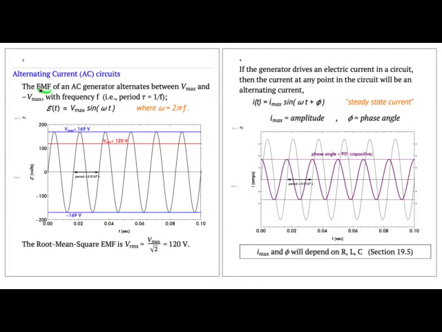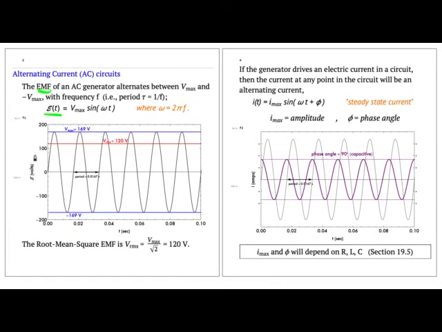So the alternating electromotive force of an AC generator alternates between Vmax and minus Vmax with a frequency f. That is to say, period of oscillation tau, 1 over f. And the EMF, as a function of time, is Vmax times a sinusoidally varying function. Here I've written it as sine omega t. And omega is 2 pi f. So here's a graph of this function.